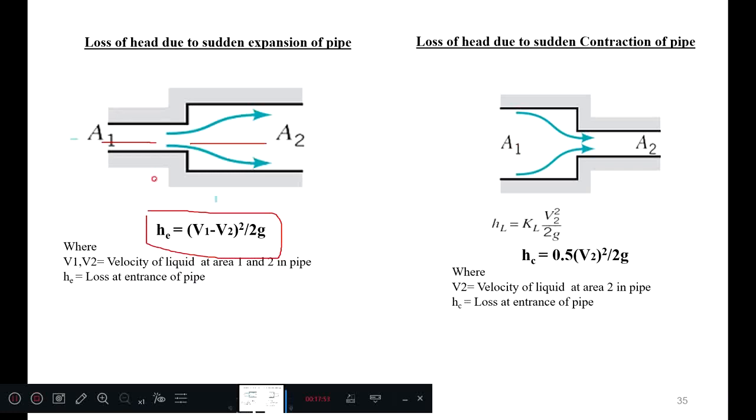And this is the energy loss due to sudden contraction. This is the liquid flowing from the larger area to the smaller area, that is from A1 to A2. Then for the head loss due to sudden contraction, the equation HL equal to KL into V2 square by 2g can be used, where KL is 0.5, and V2 is the velocity of the liquid at section 2 in the pipe. So these are the two equations, one for sudden expansion and one for sudden contraction. These are the equations to be used for the calculation of head loss due to expansion as well as contraction.